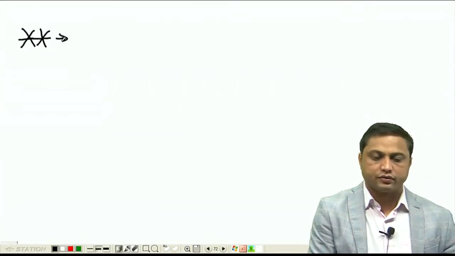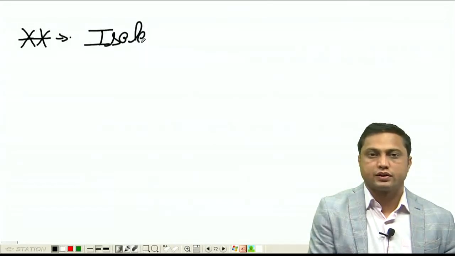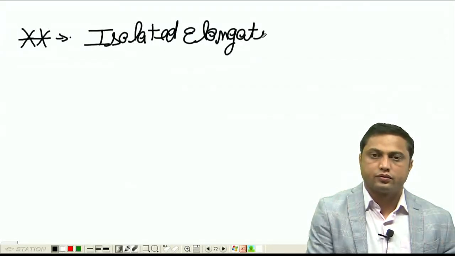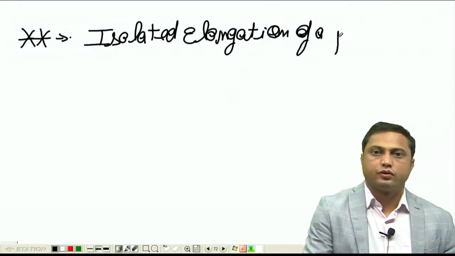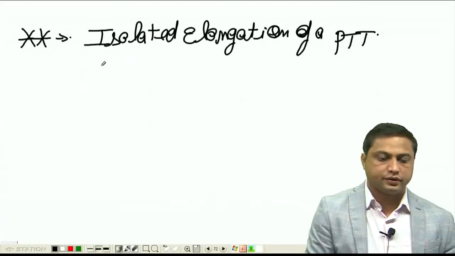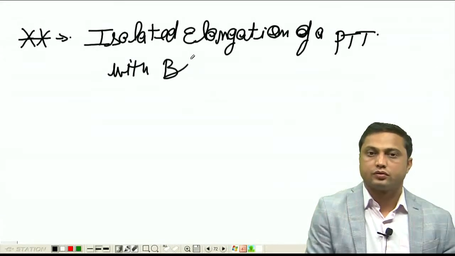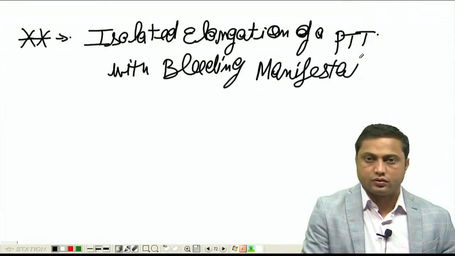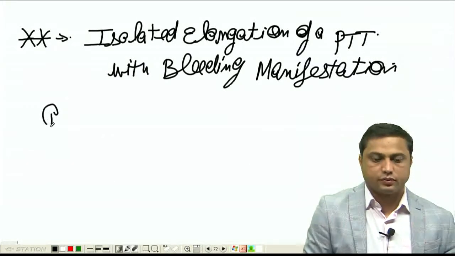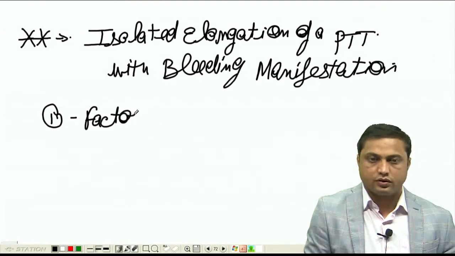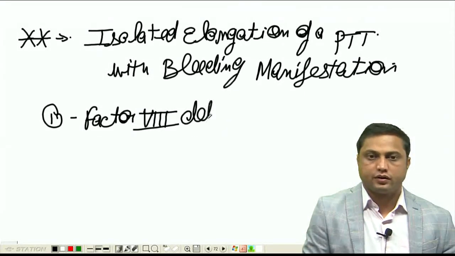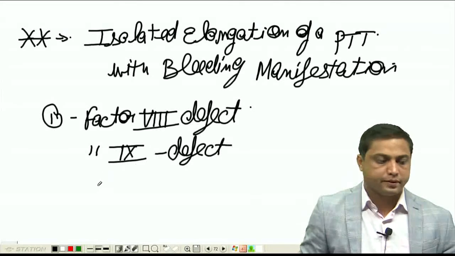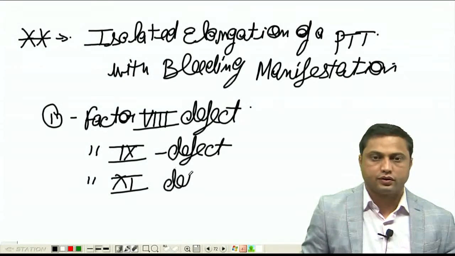Important points to remember over here, my dear friends: if you encounter a question which says that there is isolated elongation of aPTT with bleeding manifestations, then the answer will be either the patient is having factor 8 defect, factor 9 defect, or factor 11 defect.